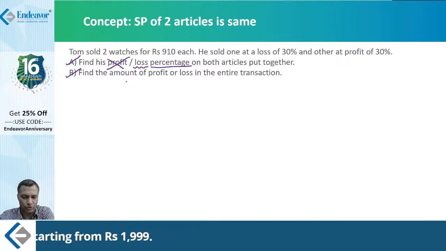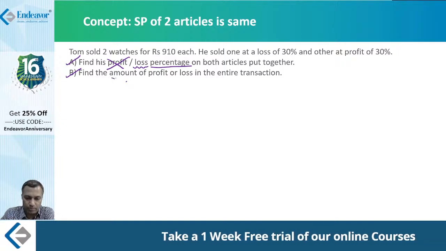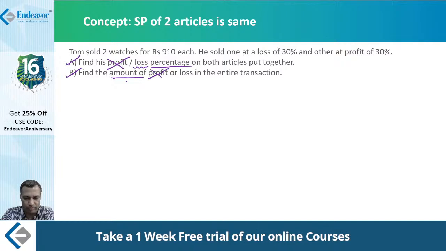There is clear loss out here. So, loss percentage. Second one, amount. What is the profit or loss amount? There is no profit anyway. Loss amount means you have to tell me the value. How much value is that? For that, I need this.